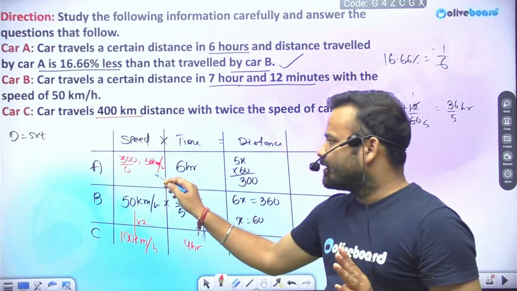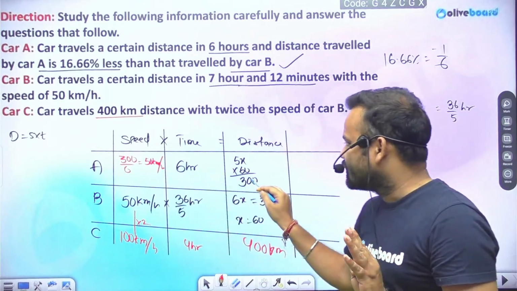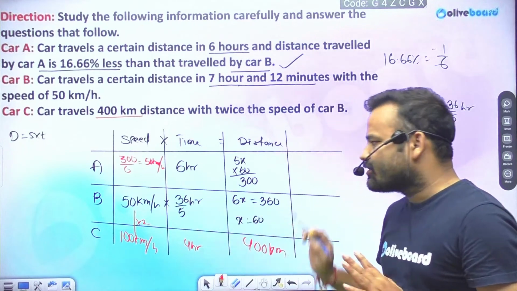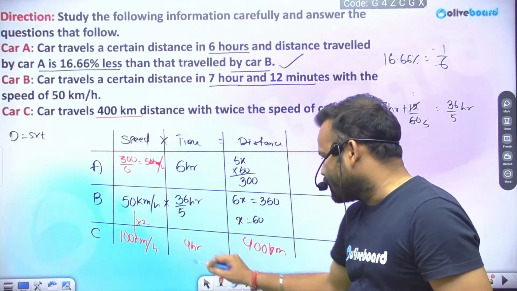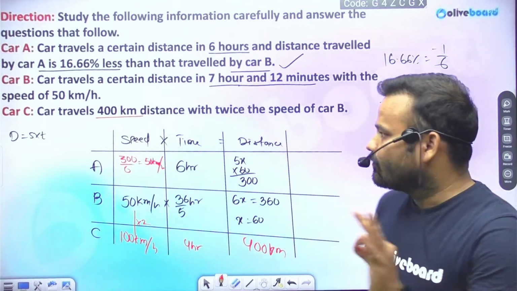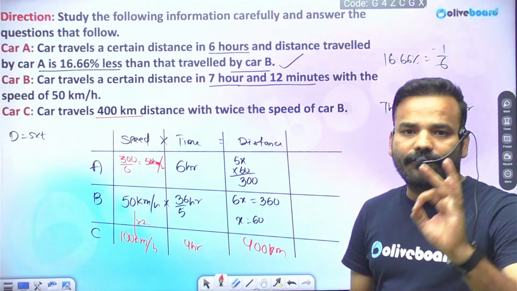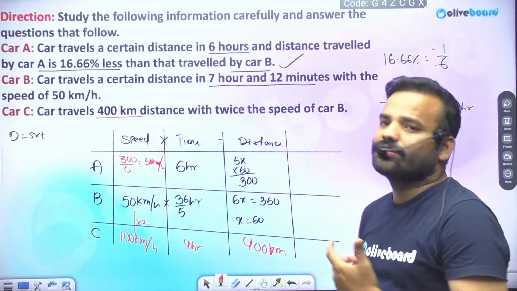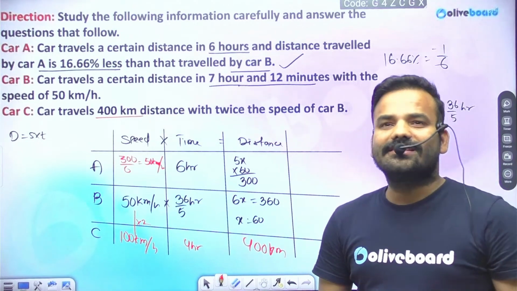This is 50 km per hour for car A. 50 into 6 is what? 300. For car B, 50 into 36 by 5 is what? 360 km. And for car C, 100 into 4 is what? 400. Everything is known. And the moment everything is calculated, you will be able to do all the 2, 3 or 5 questions attached to this particular caselet. This caselet is not so tough. Clear? This is what a caselet is.